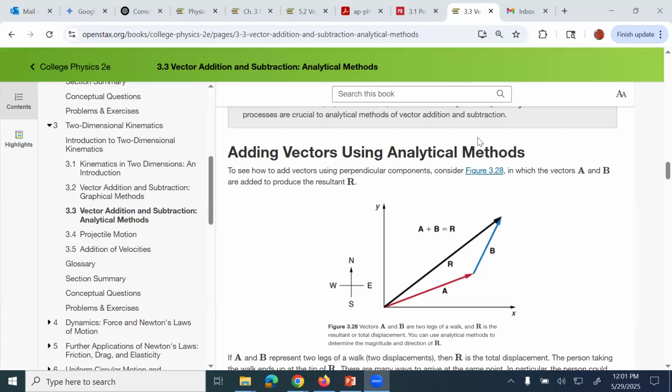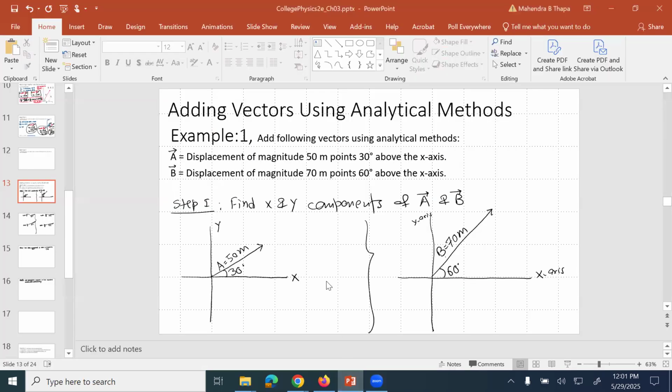We are going to add vectors. So let's start with an example. I have two vectors, A and B. Vector A is a displacement of magnitude 50 meters, making an angle of 30 degrees above the x-axis. It is as shown in the figure.